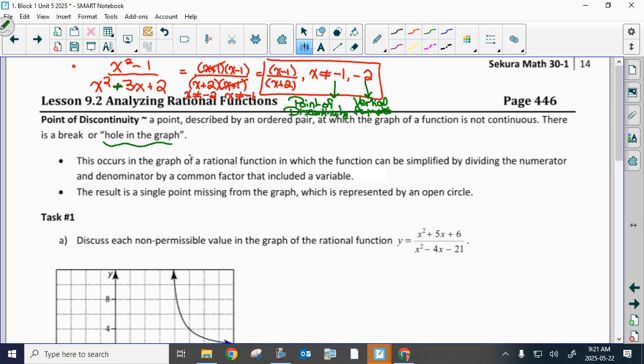This occurs when you have a rational function in which the function can be simplified by dividing the numerator and the denominator by a common factor. We did this in grade 11. So the process here is going to be fairly straightforward. Now the result is a single missing point in the graph, which is represented by an open circle. A vertical asymptote is going to be that dashed line. The open circle is going to be a point of discontinuity. So the NPV, the factor that disappears, becomes a point of discontinuity. The factor that stays is going to be a vertical asymptote.